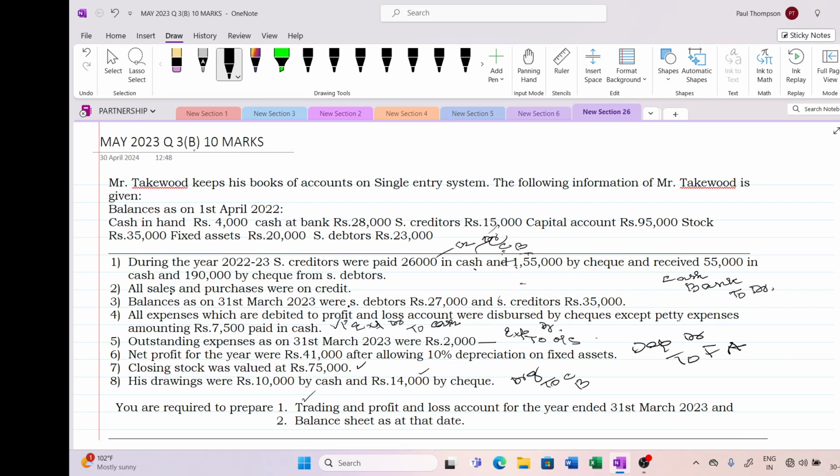Whenever you are asked to prepare trading, P&L and balance sheet from incomplete records, we already know that incomplete records means both the aspects, the debit aspect and credit aspect, are not recorded completely. So what we have to do is record both the aspects. If you record both the aspects, you will be able to do the sum with ease. Initially you may take much more time, but this question you have to do within 15 minutes.